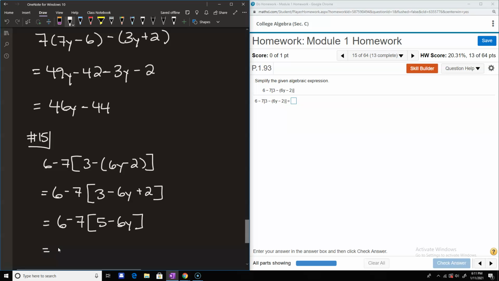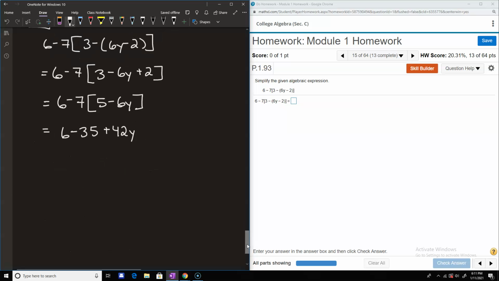Okay. Now we need to distribute that minus 7 across the square brackets to remove them. So we have 6 minus 35, and then minus 7 times minus 6y is going to be plus 42y. Keep ending up with plus 42y in all of these examples.